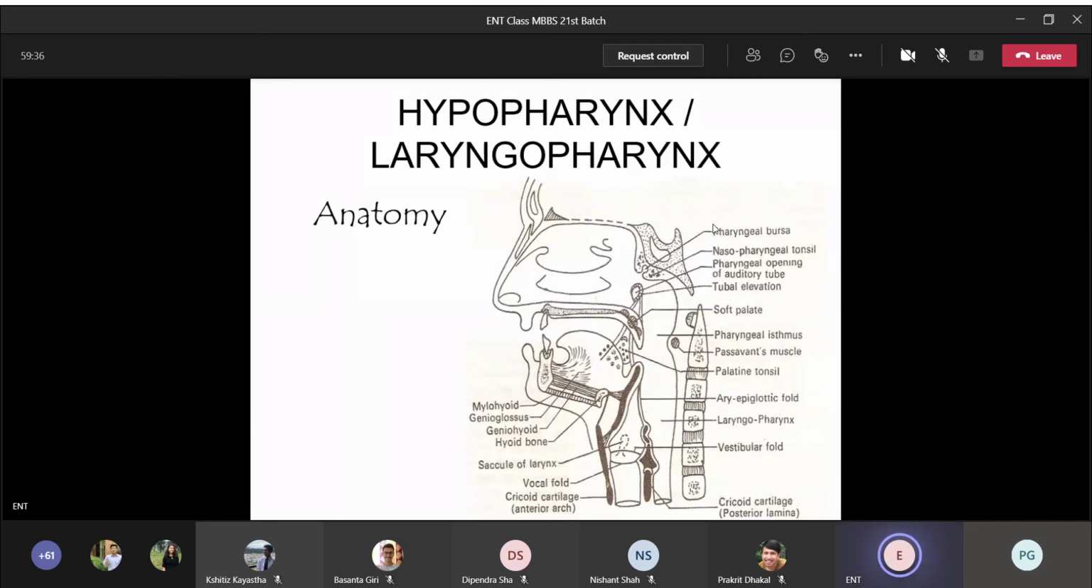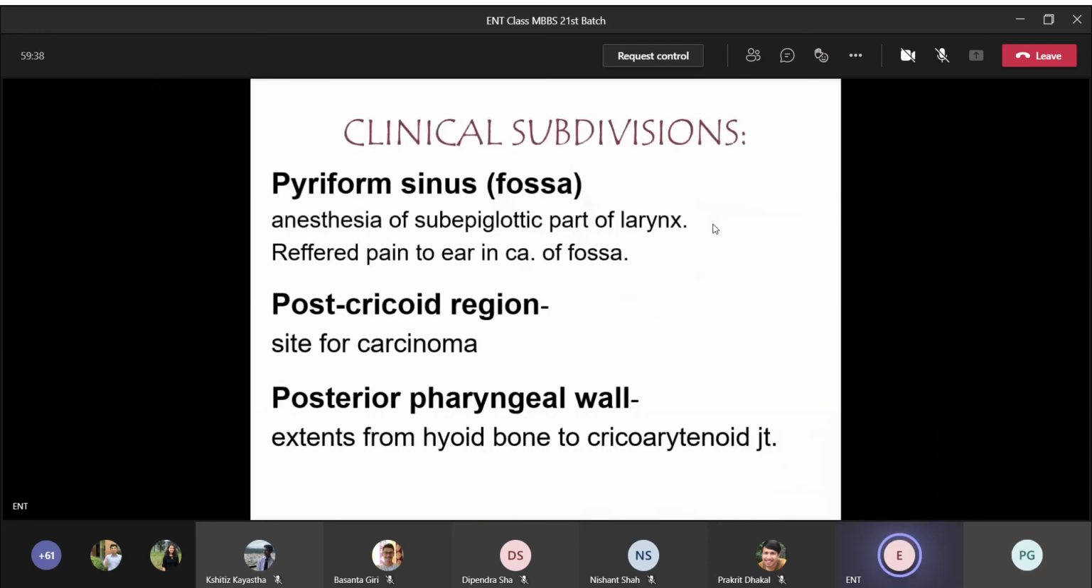This is the anatomical picture. These are the three subdivisions, three subsites of the hypopharynx: piriform sinus or piriform fossa, postcricoid region, and posterior pharyngeal wall. This piriform sinus is useful while giving anesthesia of the subglottic part of the larynx, and there is referred pain to the ear in case of carcinoma of the piriform fossa or sinus. Postcricoid region is mainly a common site for carcinoma.